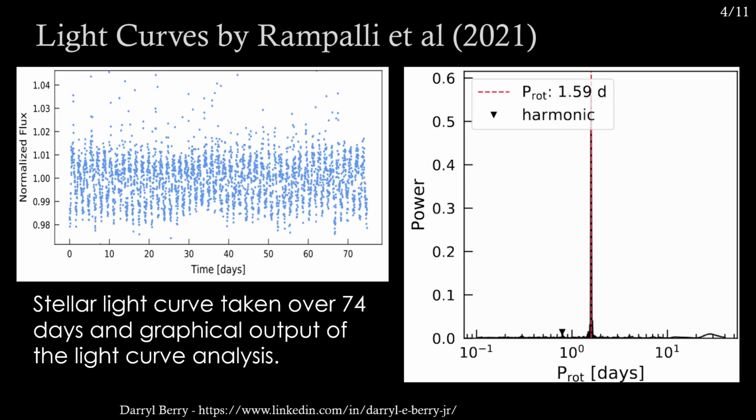So this is actually not my work. This is from the paper that I got my data from, Rampali et al. And what's going on is if you look at a star, the brightness of the star will vary according to the period of its rotation as the spots go around the face of the sun. So this is actually a capturing of the luminosity of the star as it goes up and down as the star rotates.